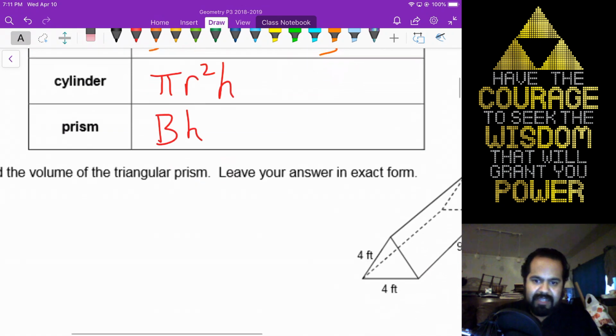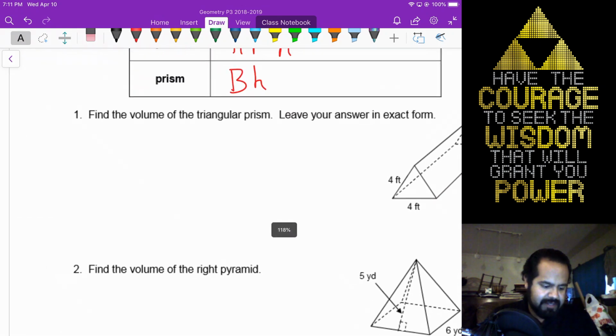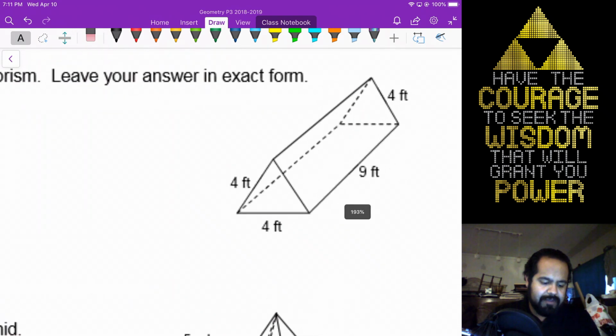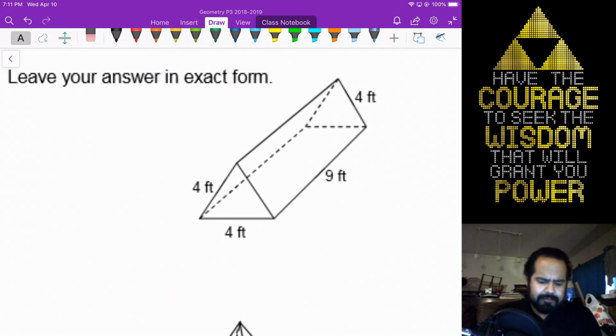Alrighty, let's take a look at number 1, volume of our triangular prism. I noticed a common mistake on your guys' quizzes. A lot of you didn't use all the information from your picture. So for instance, this 4 that's over here, you should be rewriting it there. That's just going to help you. It's not there to hurt you.